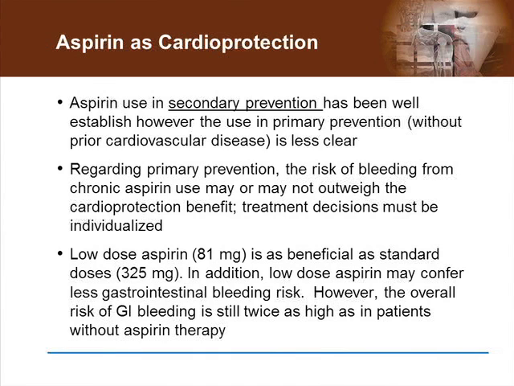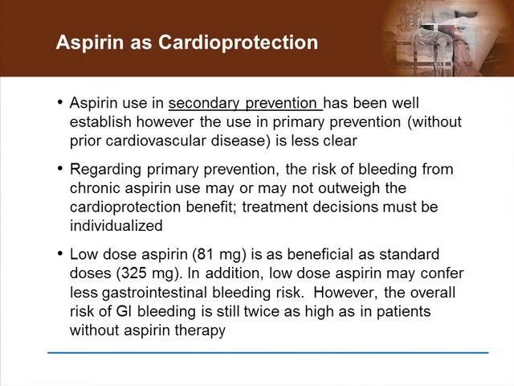So the answer is B. Aspirin use is unclear in this particular patient as the risk of GI bleeding must be weighed against cardiovascular disease benefit. So let's look a little into aspirin as cardioprotection. We know that aspirin use at 81 milligrams per day is well established in secondary prevention, that means somebody who has suffered a cardiovascular event. However, in primary prevention, where there is no prior history of a cardiovascular event, it is much less clear.